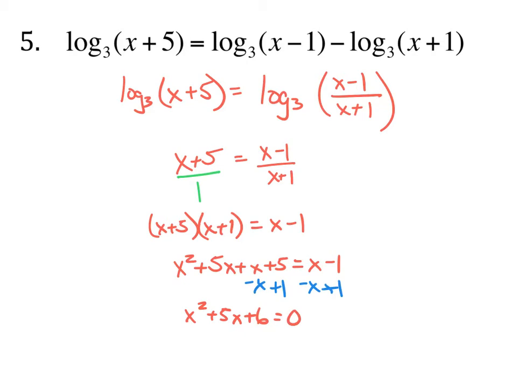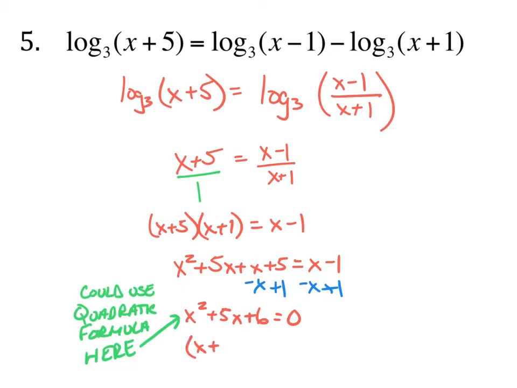Setting it equal to 0, we could use the quadratic formula. I instead am going to just factor things that multiply to 6 and add to 5, being 2 and 3, which means our x values would be -2 and -3. And it seems like we are done.